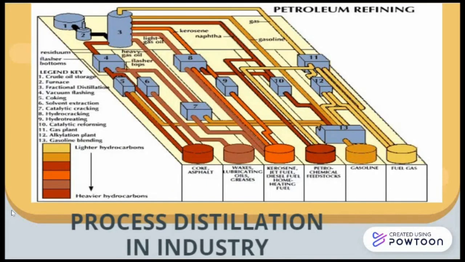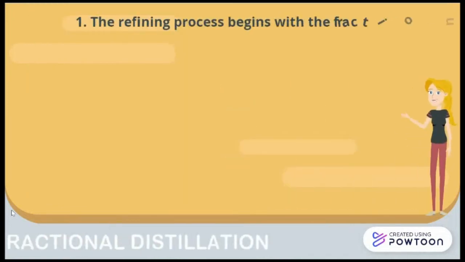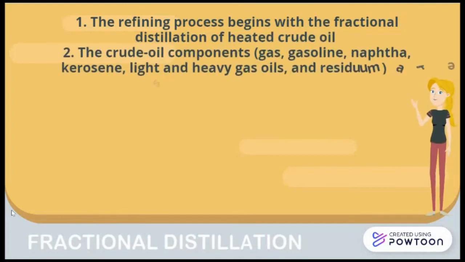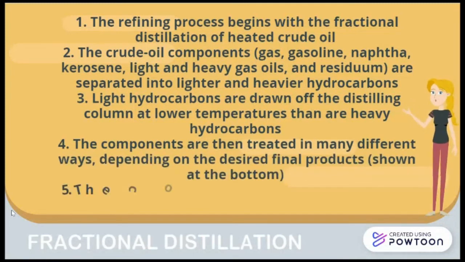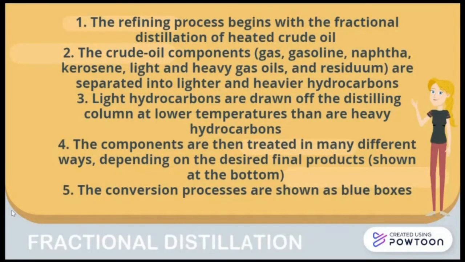This is the process of distillation in industry. 1. The refining process begins with the fractional distillation of heated crude oil. 2. The crude oil components, gas, gasoline, naphtha, kerosene, light and heavy gas oils, and residuum, are separated into lighter and heavier hydrocarbons. 3. Light hydrocarbons are drawn off the distilling column at lower temperatures than are heavy hydrocarbons. 4. The components are then treated in many different ways, depending on the desired final products, shown at the bottom. 5. The conversion processes are shown as blue boxes.